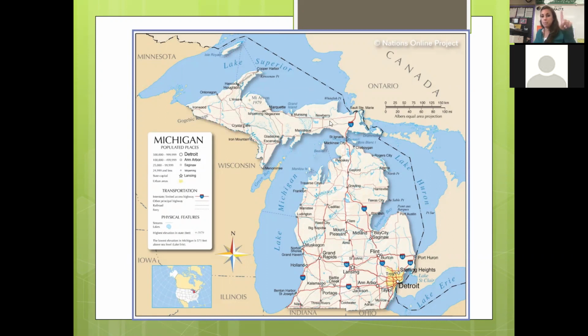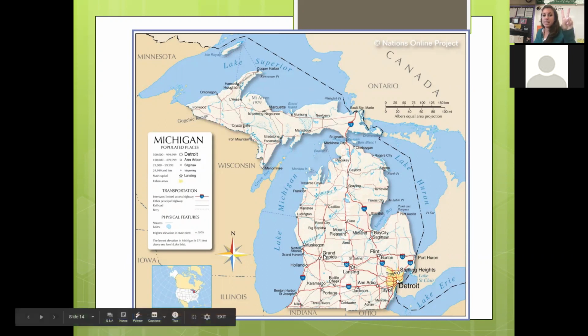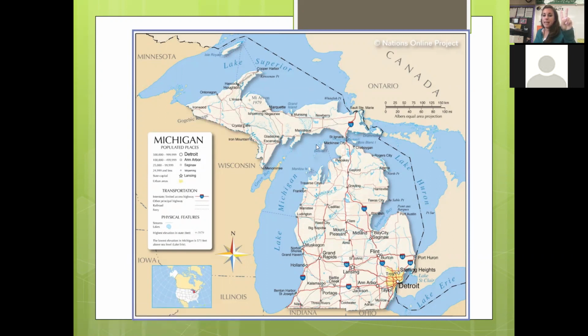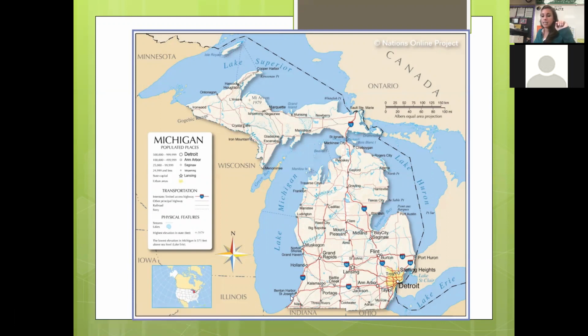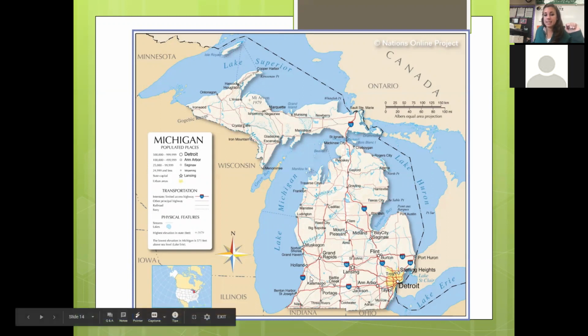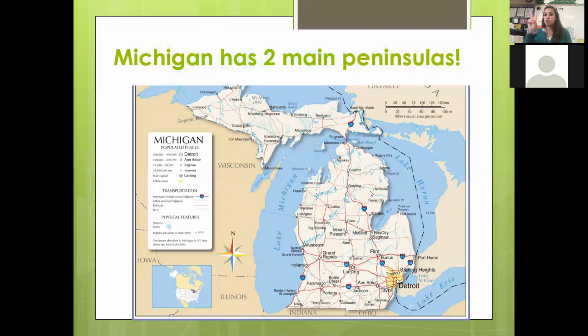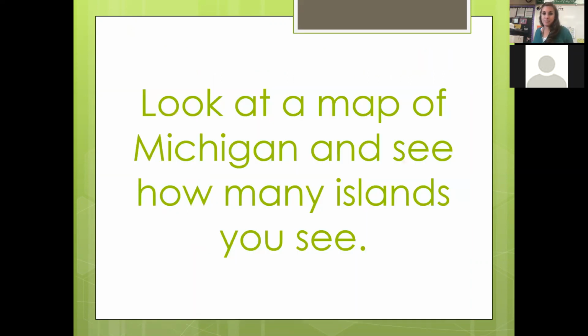This is called the Upper Peninsula. We also have the Lower Peninsula down here. That's the shape that looks like a mitten. It has water on the west, it has water on the north, and it has water on the east. It does not have water along the very bottom. That's Indiana and Ohio, and that is land. So again, we have 2 main peninsulas in Michigan, the Upper Peninsula and the Lower Peninsula.